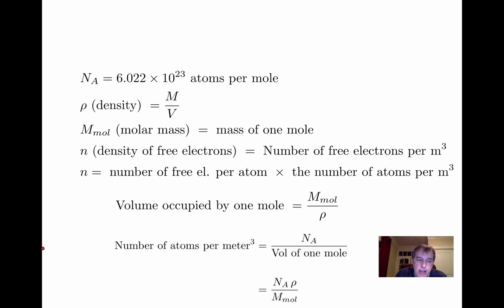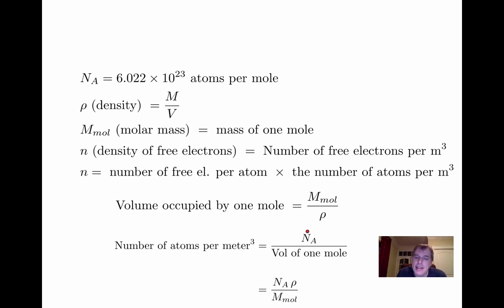Something else you can calculate is, okay, what's the number of atoms per meter cube of a certain material? Let's say you take 1 meter cube of copper or gold or whatever you want. How many atoms are contained there? Well, it's simple. You want the number of atoms per meter cube. So you know that if you take 1 mole, it contains Avogadro's number of atoms.